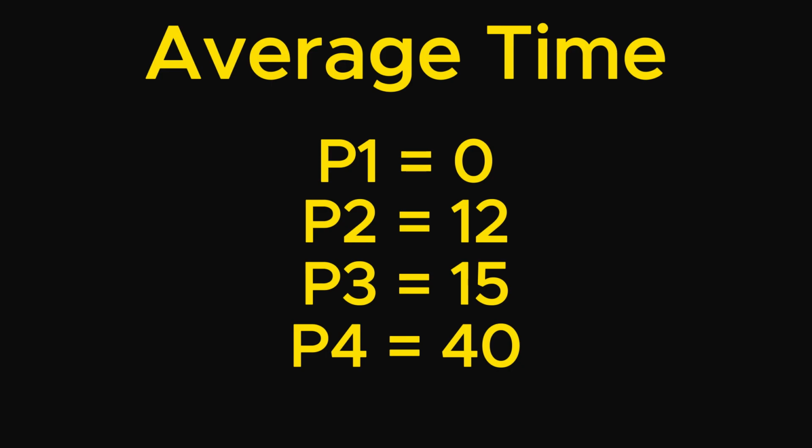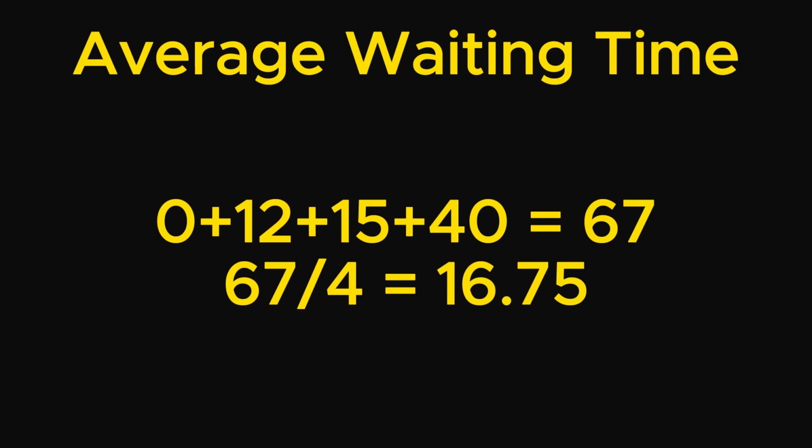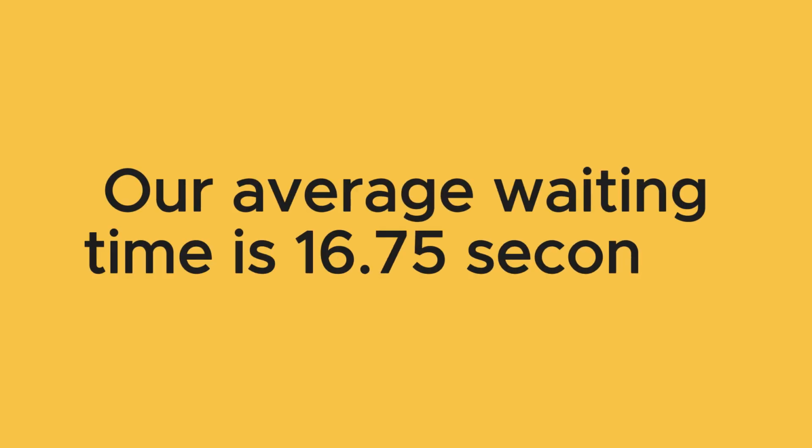Now we add all the waiting times and divide by the number of processes. So 0 plus 12 plus 15 plus 40 is equal to 67. And we have 4 processes, so 67 divided by 4 is equal to 16.75. So that means our average waiting time is 16.75 seconds.